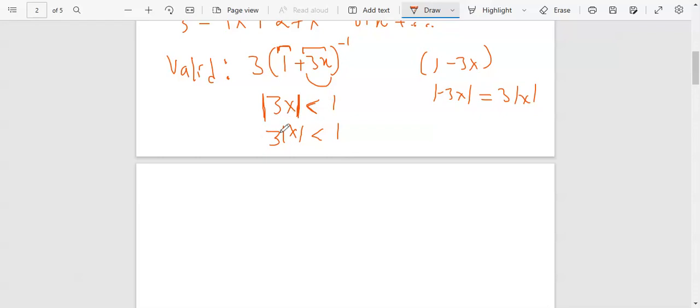Yeah. And then 3 will come outside the absolute value, so we're going to have this. Divide both sides by 3, so we're going to have the absolute value of x being less than 1 over 3. Okay? The absolute value of x, we know that it means positive or negative. So I can as well write this as positive or negative x, the absolute bar goes, it will be less than 1 over 3. Meaning that if I multiply by negative, you are going to have x being less than 1 over 3. Okay?